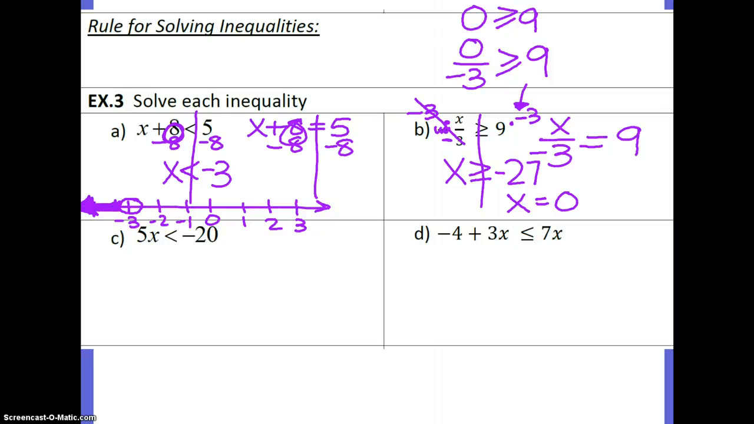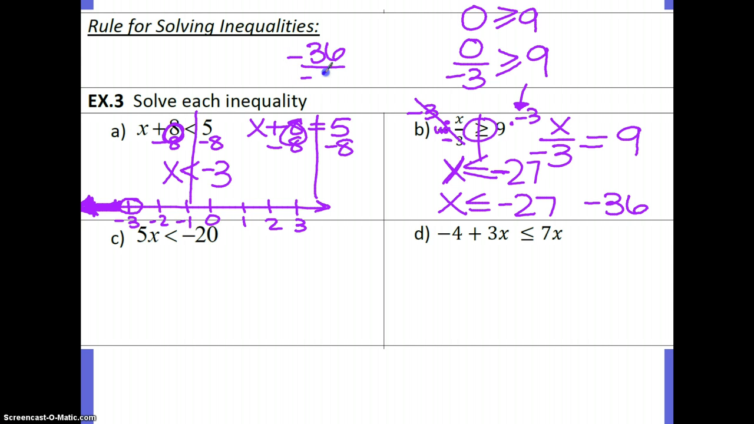So what's interesting about inequalities is that when you multiply or divide by a negative, you have to flip your sign. So in this case, we should flip the symbol the other direction. So x is less than or equal to -27. So let's see, a number less than that, maybe it's -36. So let's try it. -36 over -3 is greater than or equal to 9.